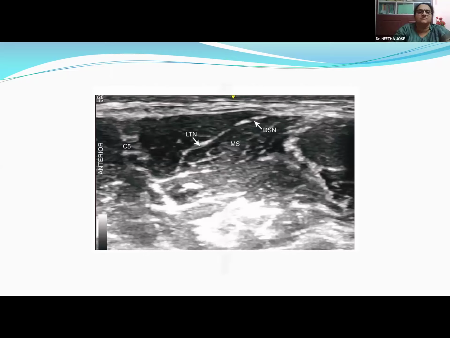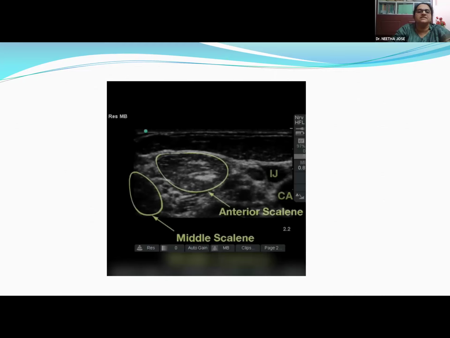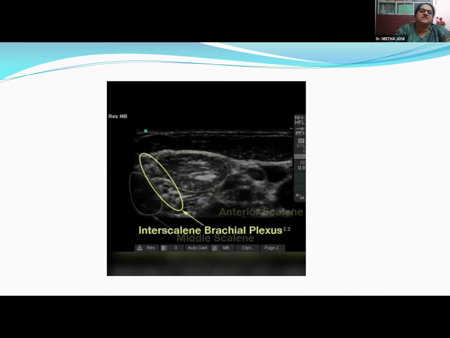This is a video. Here you can see the structures: sternocleidomastoid muscle, IJV, carotid artery. This is the anterior scalene muscle and the middle scalene muscle. Here you can see the interscalene brachial plexus.